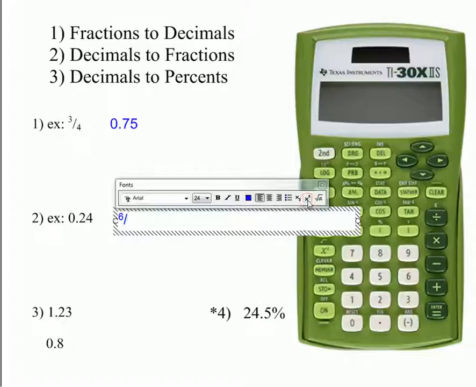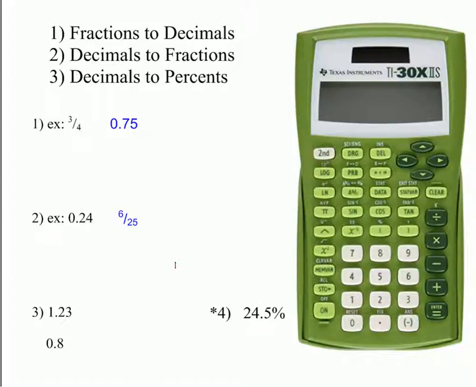And if I do that, second FD, I am getting this answer, and it is 6/25. Making it look like a fraction for you guys. 6/25. One more time. I'm going to do that on the calculator, so follow along with me. 0.24, second PRB or second FD, and then hit enter, and you should get 6/25.